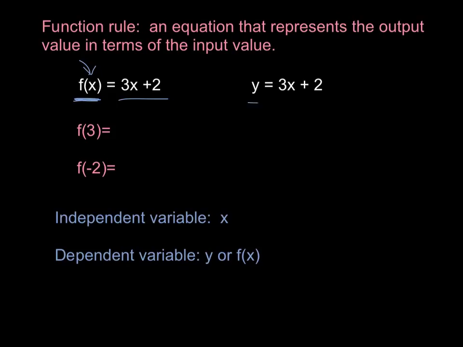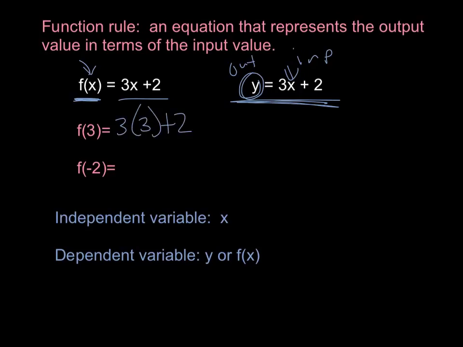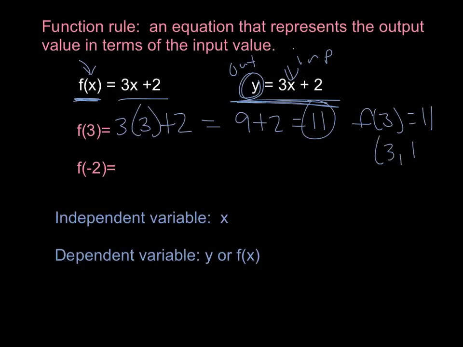We can also write a function rule with y, and this is maybe more common. Y is the output, and the x is the input. So if we're evaluating this function for the value of 3, 3 would represent the input. So we would plug 3 in for the x and then simplify. Using our order of operations, we would multiply first and then add. So f of 3 is 11, which means the input is 3 and the output is 11, written as an ordered pair.